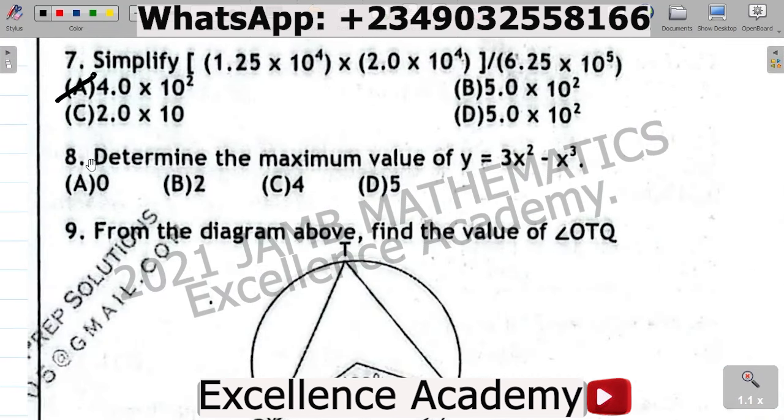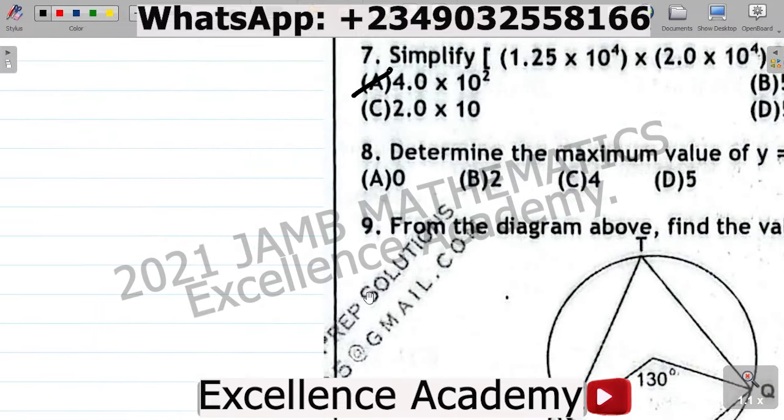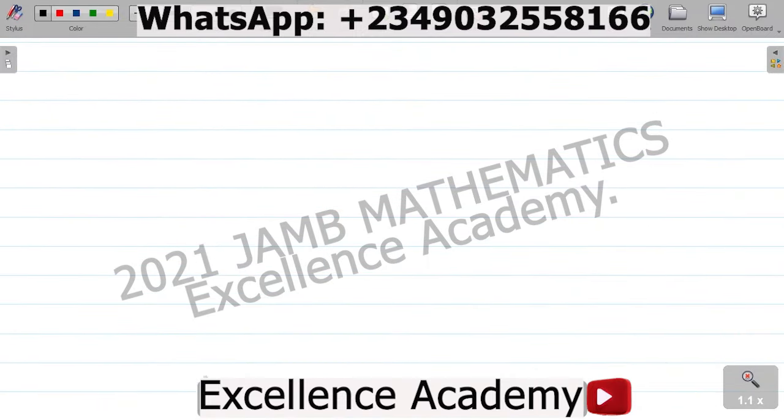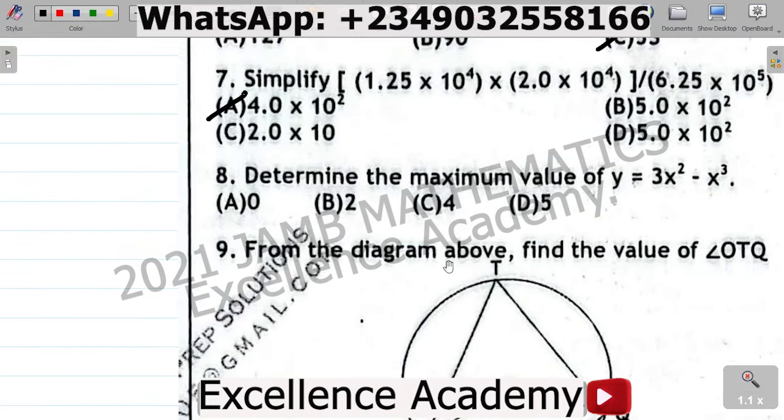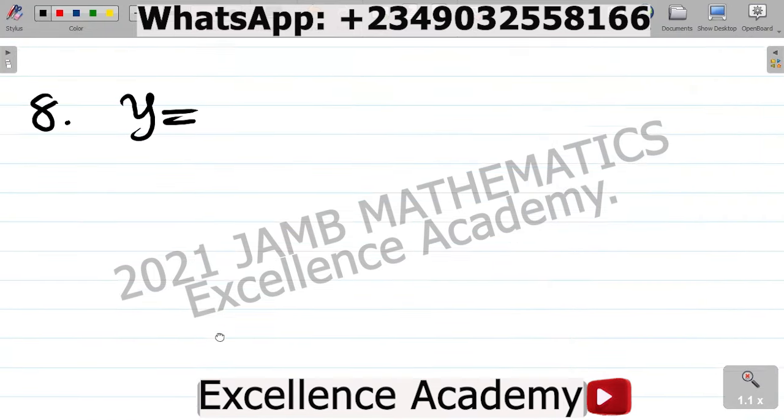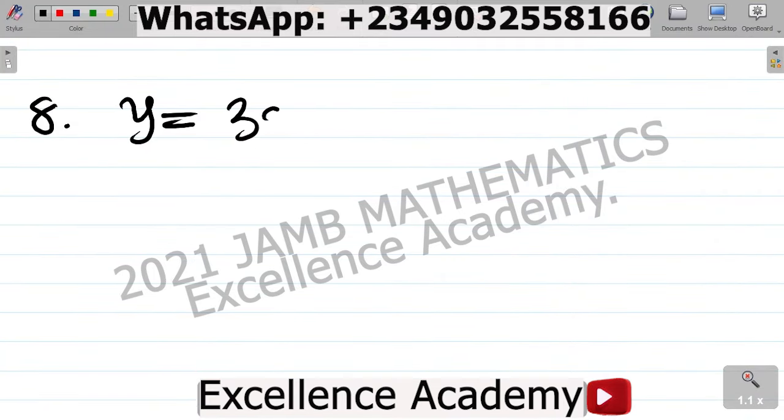Next up, question 8. Question 8 says, determine the maximum value of y equal to 3x squared minus x cubed. A 0, B 2, C 4, D 5. This question is under the application of differentiation. Let's take the question down. Question number 8, we are given that y is equal to 3x squared minus x cubed.